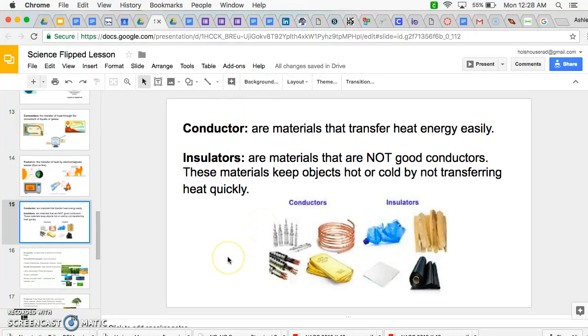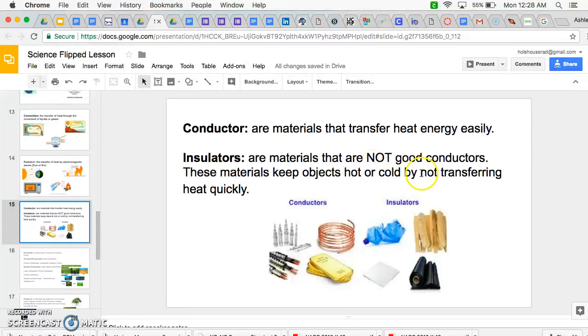Now, things that do or do not transfer heat easily are conductors and insulators. Conductors are materials that transfer heat energy easily. Good conductors are metals. That's why we use wires to conduct heat, and metal pots and pans. See if you can think of a few other conductors that are good at transferring heat.